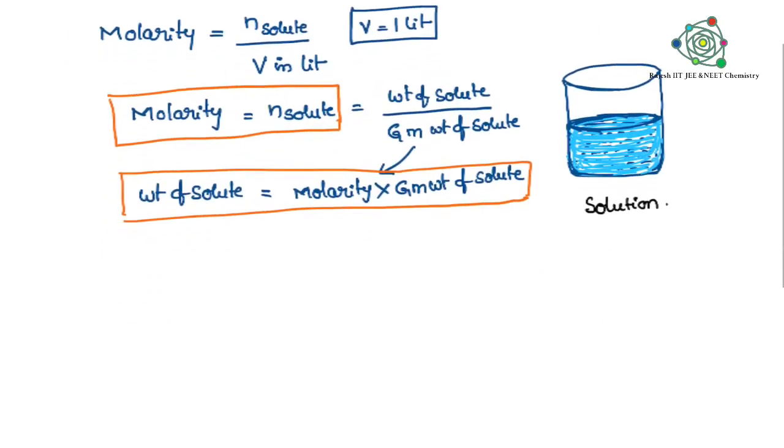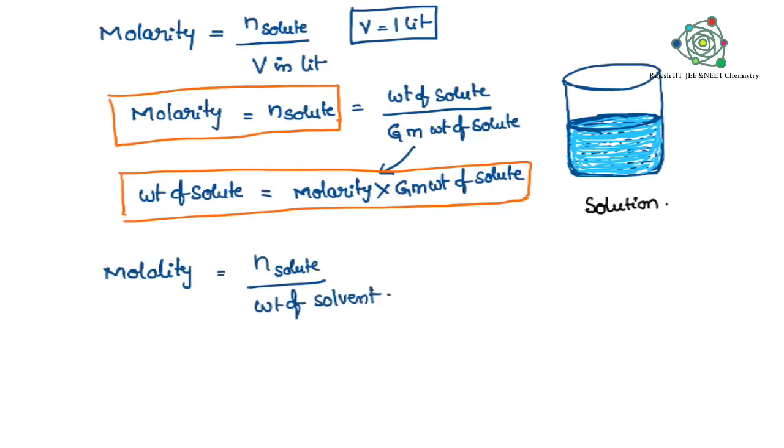Okay, done. Now coming to the next one, molality. All relations we are deriving for this solution. Molality is equal to n by W. n by W means what? Number of moles of solute present in weight of solvent in kgs. Nothing but W is equal to weight of solvent in kgs. You have to take like that.